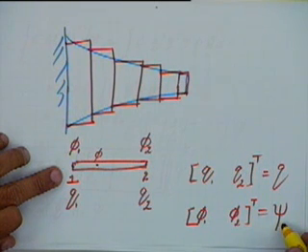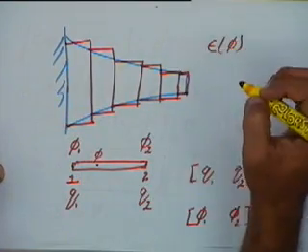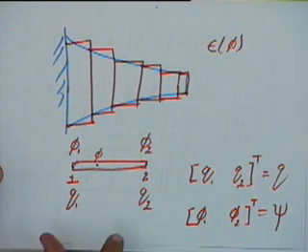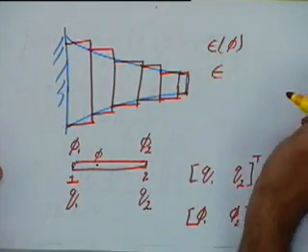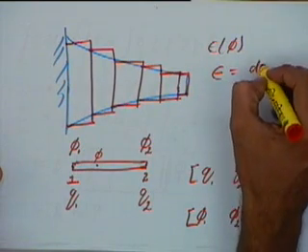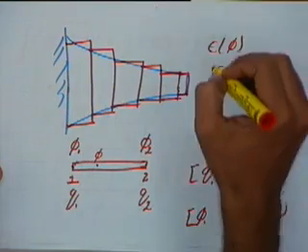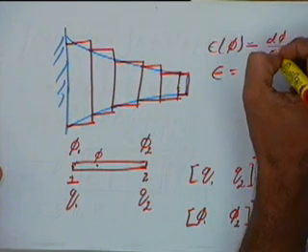But strains we have found out using psi. Using psi I found out what I am calling epsilon of phi, the strains which will be caused only due to the virtual displacement. The actual strains because of the loading are epsilon, which is nothing but du by dx. The strains caused due to the virtual displacement are d phi by dx.